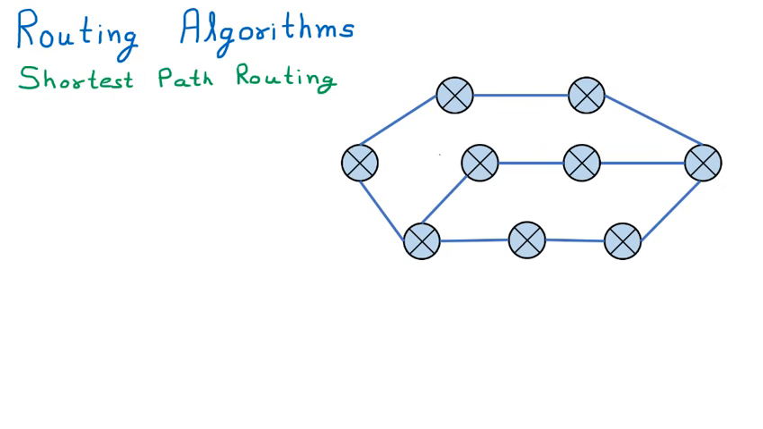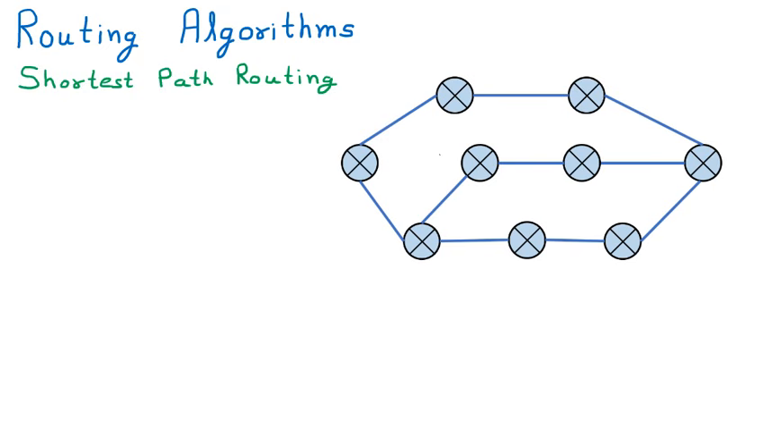Now we are discussing the routing algorithm, and in the routing algorithm we are discussing shortest path routing. This is a very popular algorithm by which we are going to find out the shortest path. But shortest path in which sense? In terms of distance or in terms of the number of routers in between? So that we will find out.